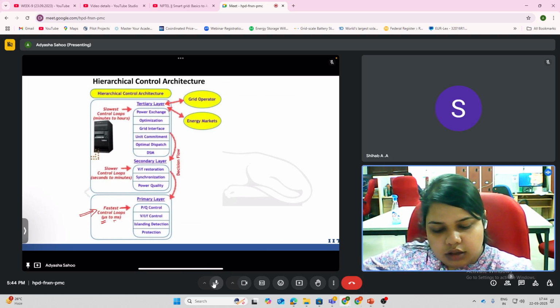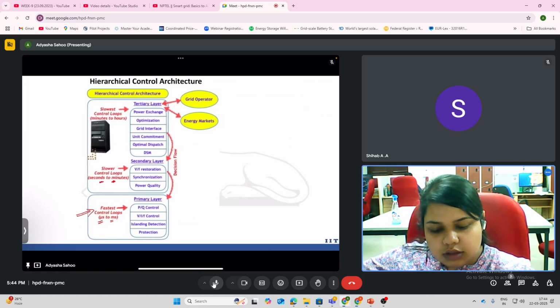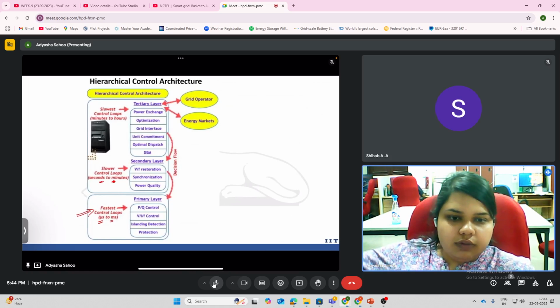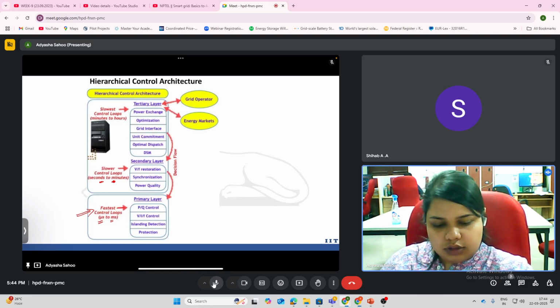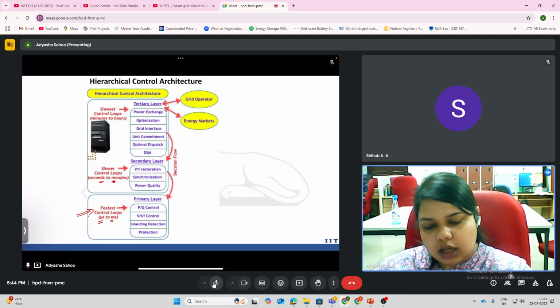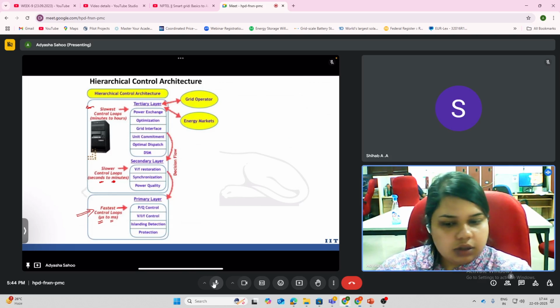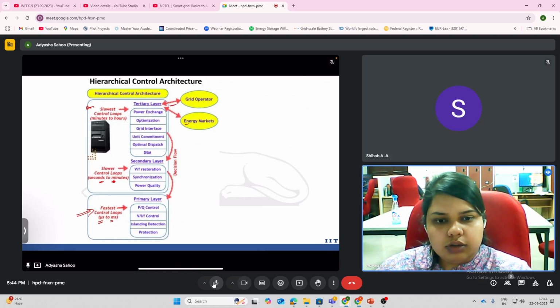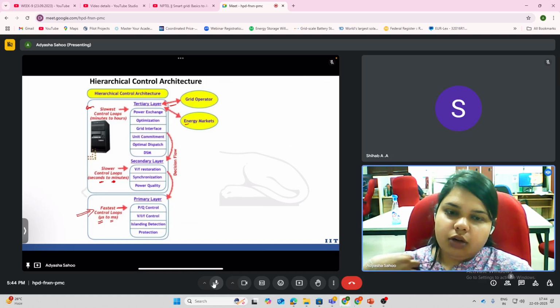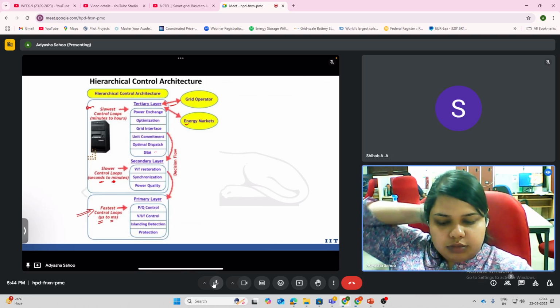Then in the secondary control layer, you have the time of operation between seconds to minutes. And here you are dealing with either synchronization, power quality issues, or voltage frequency restoration. And then lastly, the slowest control loop, from minutes to hours, is the tertiary layer. And here you are communicating either with the grid operator or with the energy market. And you are dealing with functions such as power exchange, optimization, unit commitment, optimal dispatch, or demand side management.